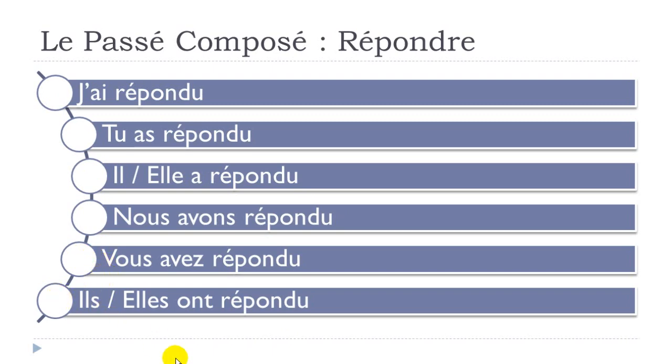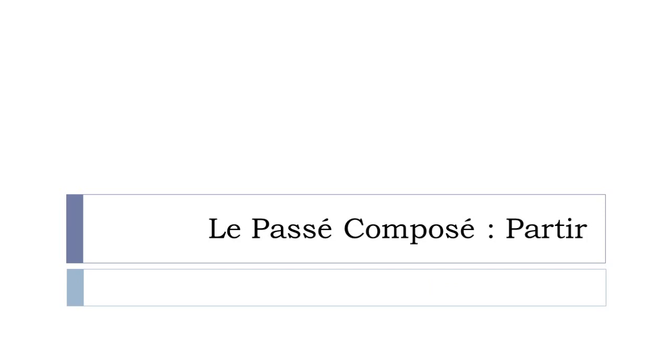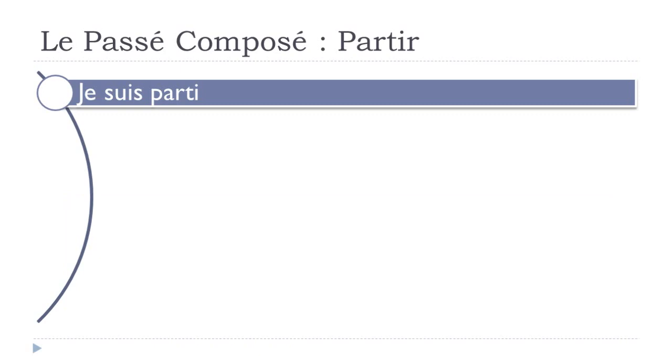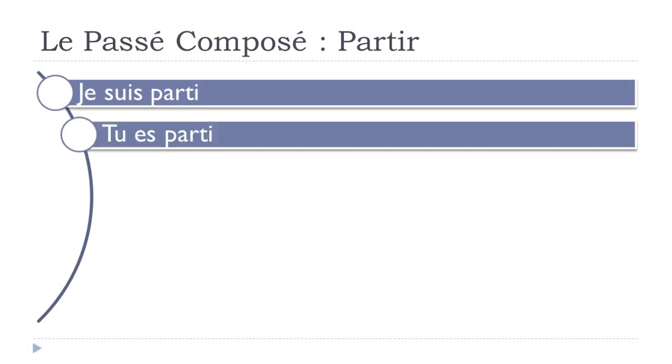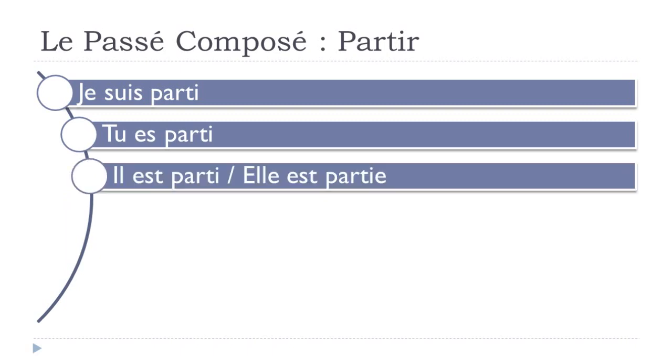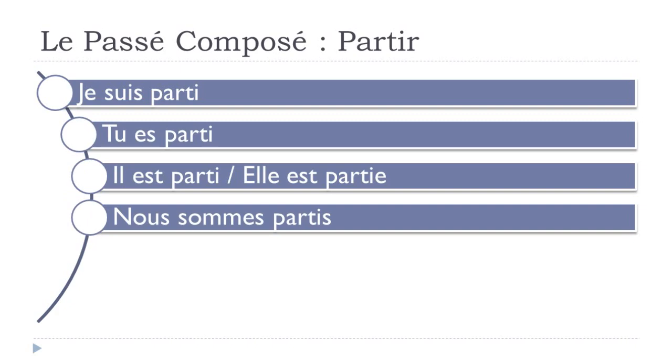Okay, le passé composé, but this time it will be for the verb partir. Partir is to leave. Okay? And then you'll see that it goes like that. Je suis parti. Tu es parti. Il est parti. Elle est partie. Nous sommes partis, vous êtes partis, ils sont partis, elles sont parties.